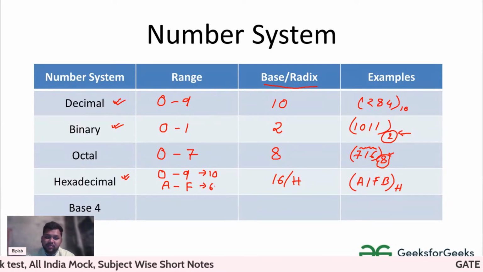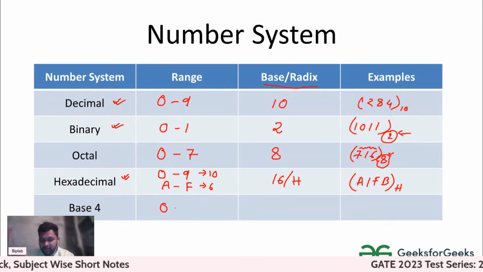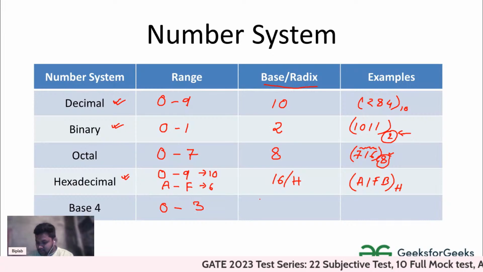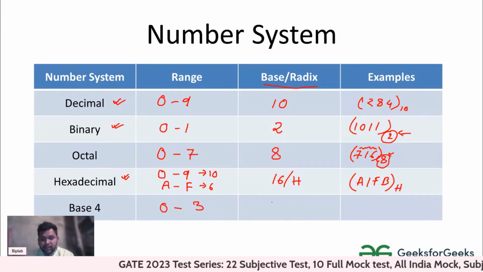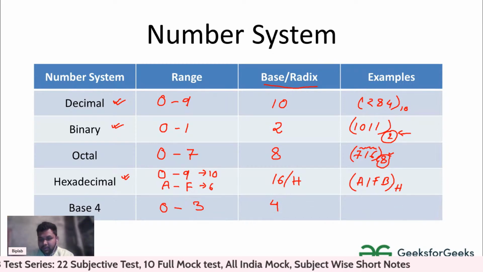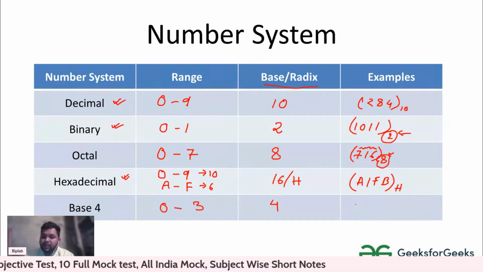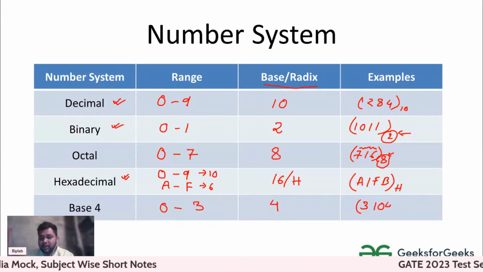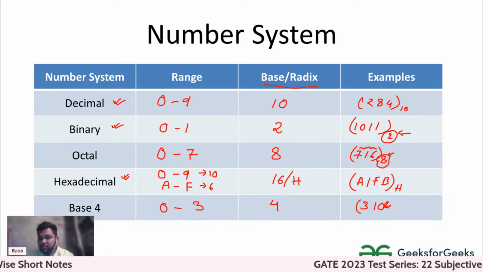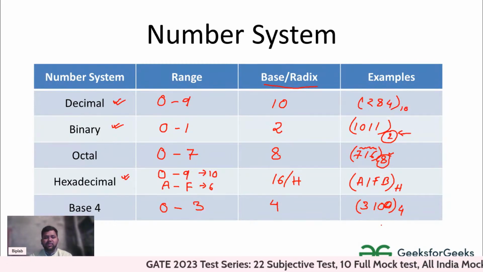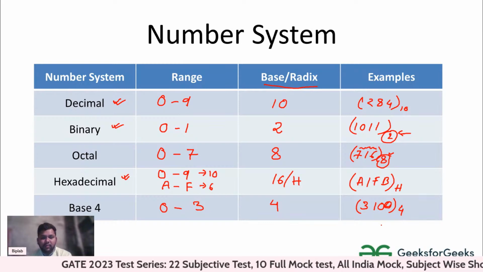In the same way, base 4 will have digits 0 to 3. The base will be 4, and for any number you can think of, like 3100, you cannot include 4 here. So let's see 3100 base 4. This is the basic thing about number systems.